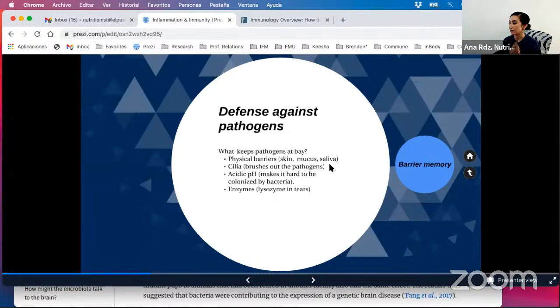So the pH, the gastric acid, and the acid environment that has to be inside of our upper intestine, the small intestine, is really important for our bacteria to be in symbiosis with us. So that is very important.